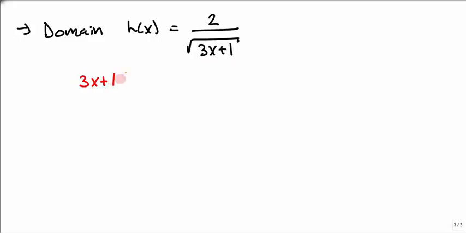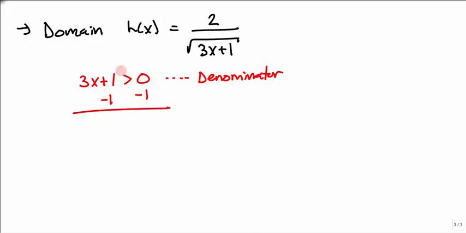Now last time I said greater than or equal to 0 because it was in the numerator, but now I'm just going to have to say greater than 0 because it's in the denominator. It cannot be equal to 0 because it's in the denominator. So I'd subtract 1 from both sides, divide both sides through by 3, and I get x is greater than -1/3.